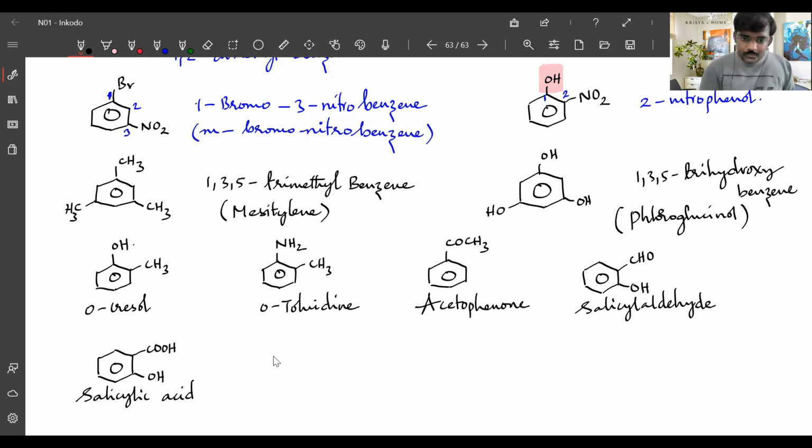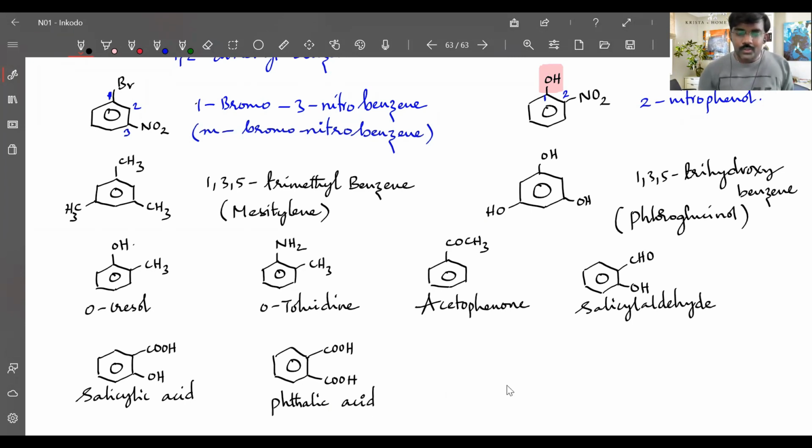Suppose I have two COOH groups in ortho position. Okay. On the benzene ring, now I'm having COOH here. Here also one more COOH I'm having. So this is called phthalic acid. Okay, that is called phthalic acid.